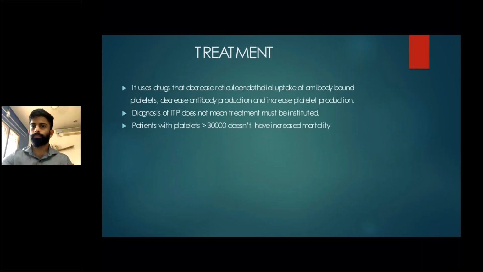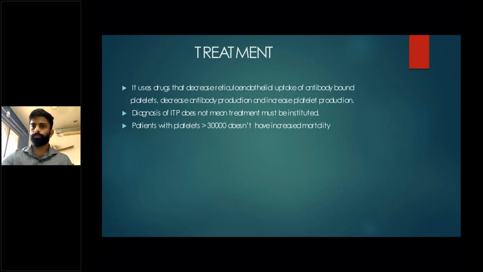So what is the treatment? It uses drugs that decrease reticuloendothelial uptake of antibody-bound platelets, decrease antibody production, and increase platelet production. The diagnosis of ITP does not mean treatment must be instituted. Patients with platelets greater than 30,000 don't have increased mortality or morbidity. So anyone who's less than 30,000 is going to have these symptoms.